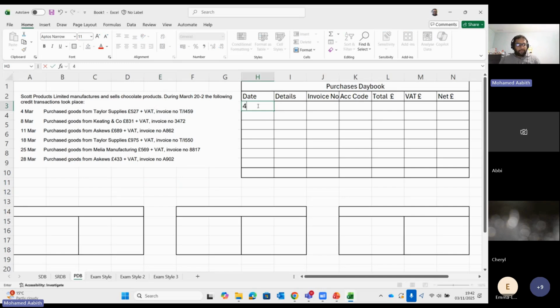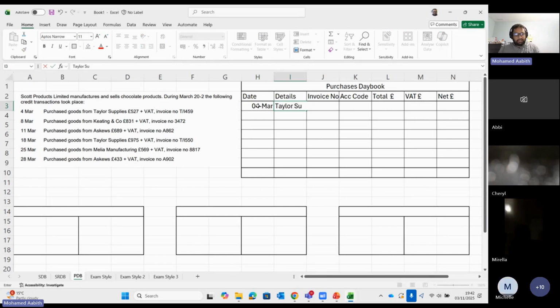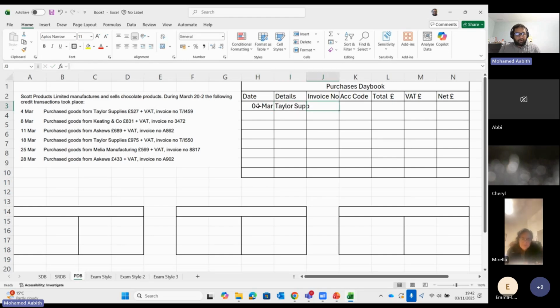So here, 4th of March, it's from Taylor Supplies. Invoice number is T-1459. Account code is TS01. The amount is 527 pounds. That means the VAT needs to be attributed to that later.